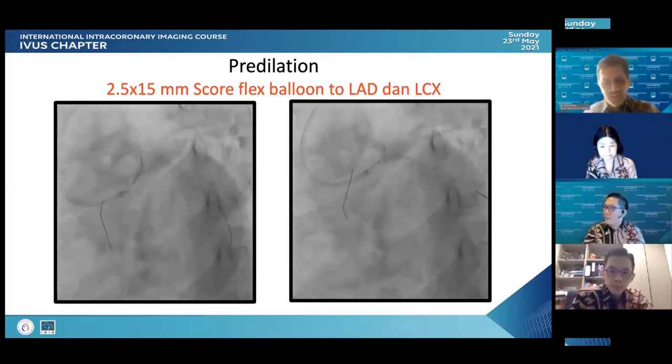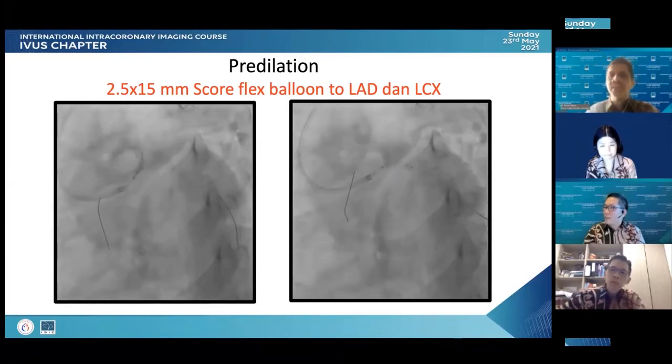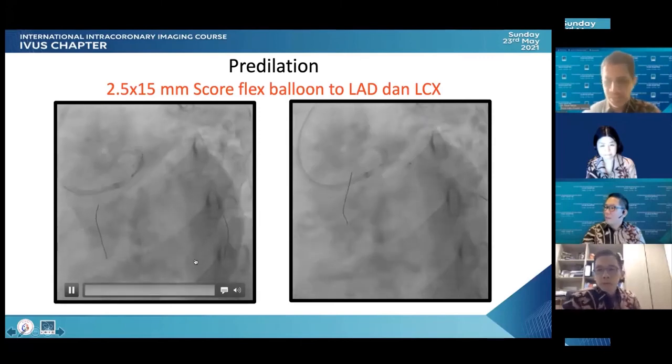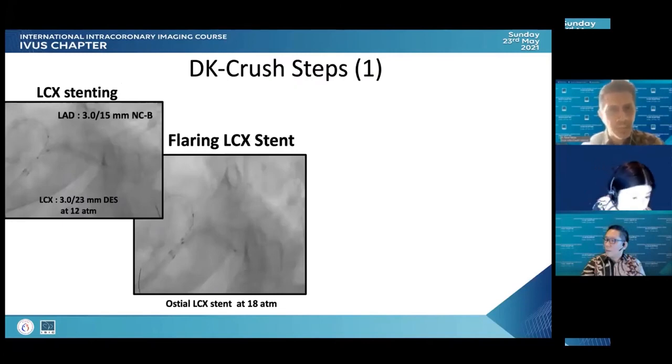Yes. Actually, I'm a fan of the cutting balloon, but at the time, we ran out of cutting balloons in our center. So we used the scoring balloon, and then we decided to do a DK crush strategy. These are our DK crush steps. First, we put a 3.0 by 23 drug-eluting stent at 12 ATM, protruding into the left main, and then we prepared the 3.0 balloon. We understand we usually use a bigger balloon at the left main LAD, but anyway, we tried to crush it.